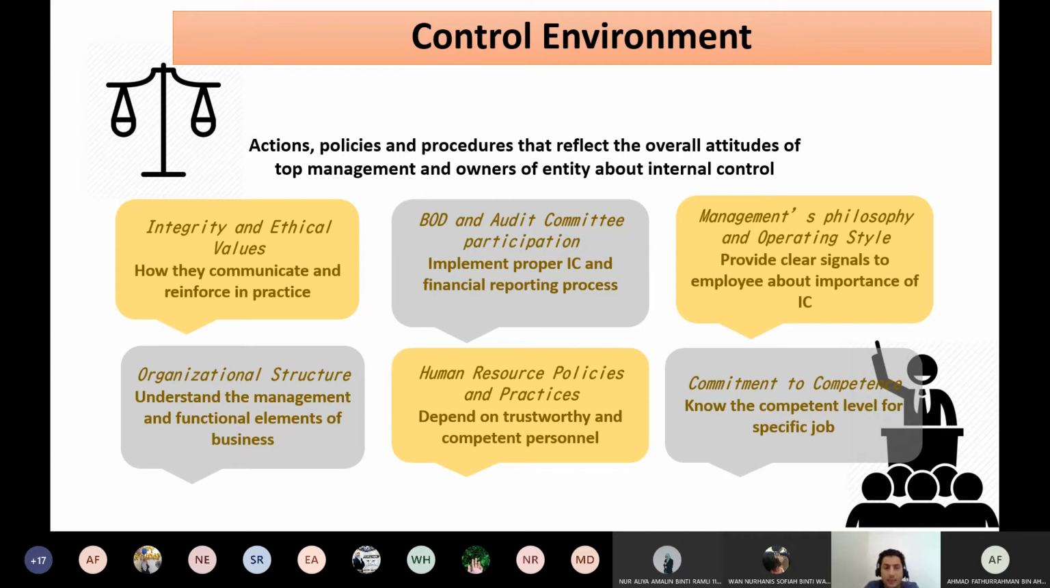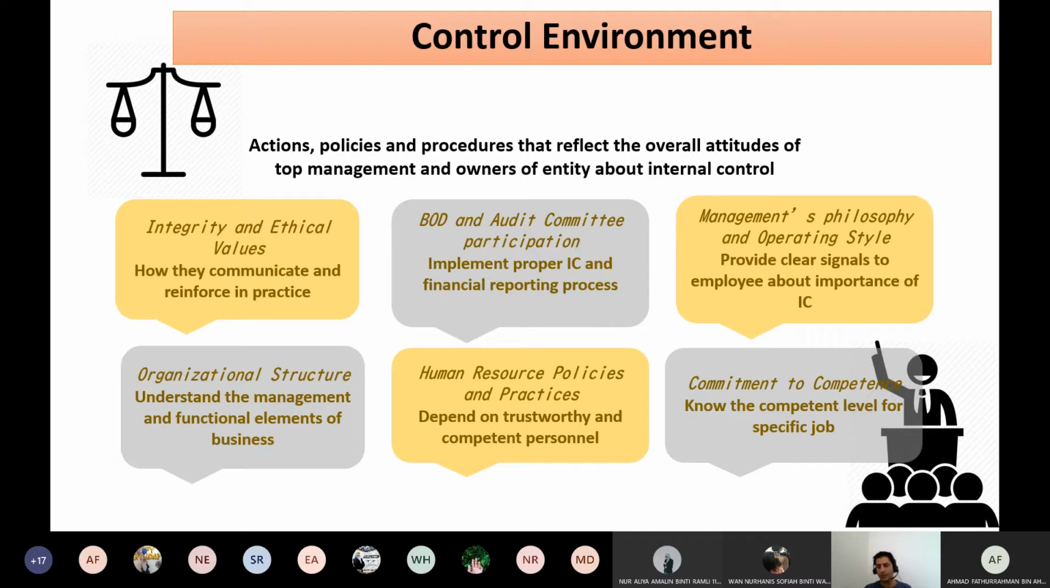Number one, integrity and ethical values. So the top management, and also the organization as a whole, should establish integrity and ethical values, and communicate and reinforce them in practice. The management should practice the integrity and ethical values and be a good role example for the staff.